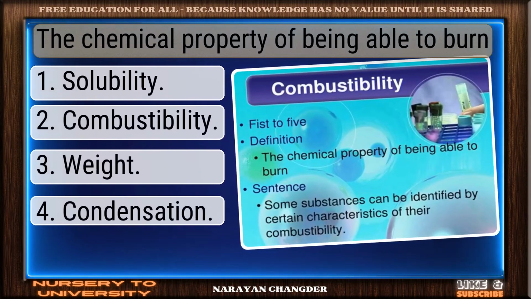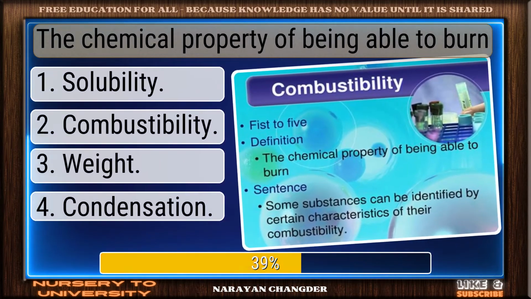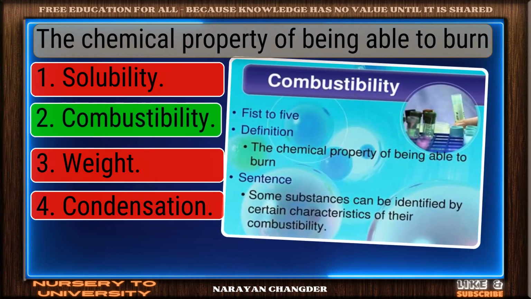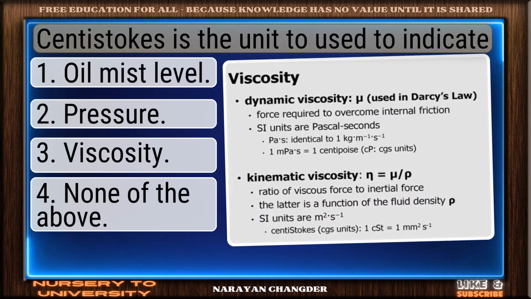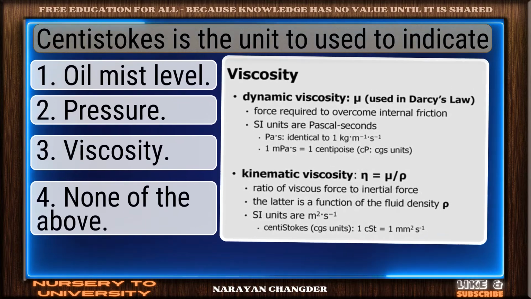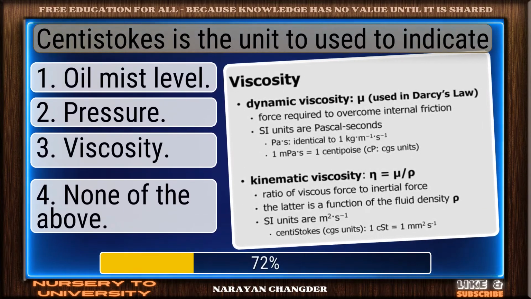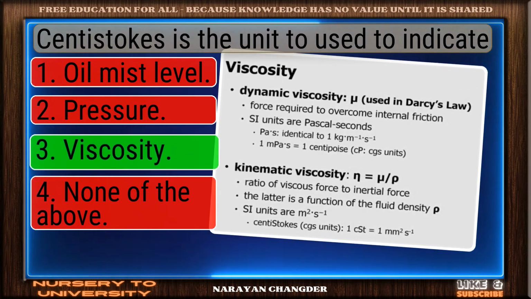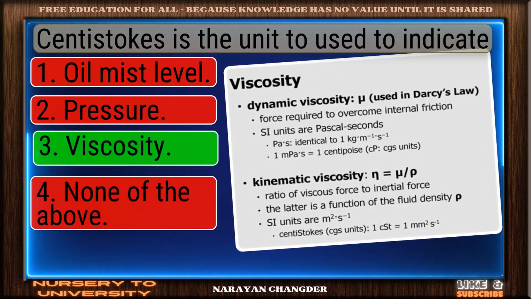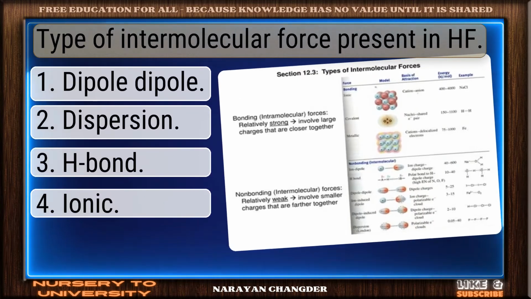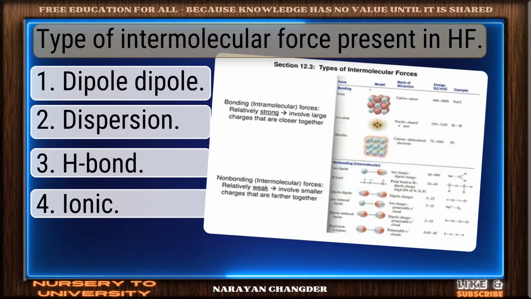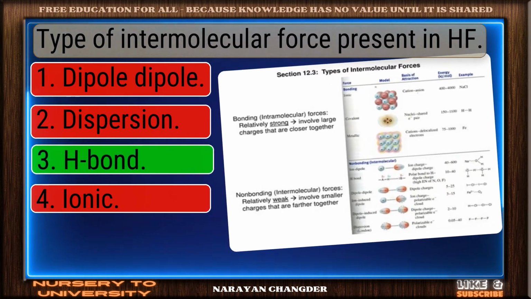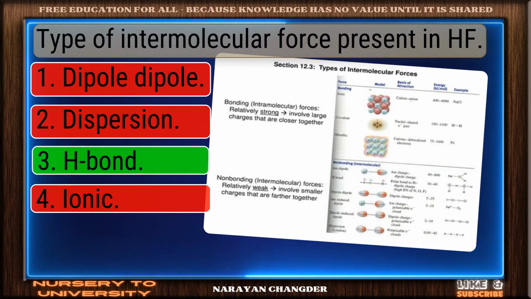The chemical property of being able to burn. Sharp thinking. Combustibility is the right choice. Centistokes is the unit to use to indicate. Clear logic. Your choice viscosity is sound and 100% true. Type of intermolecular force present in HF. On track, H bond is the correct answer.